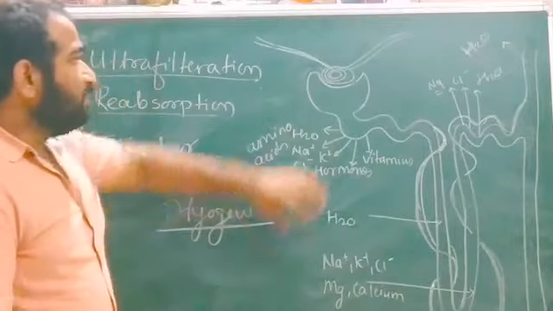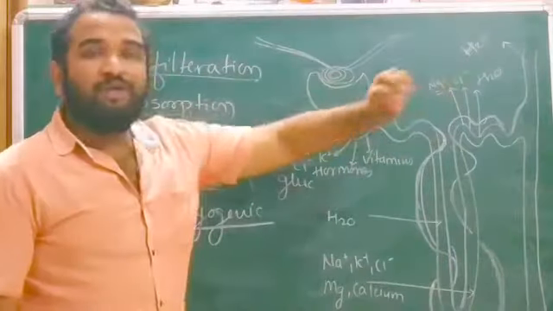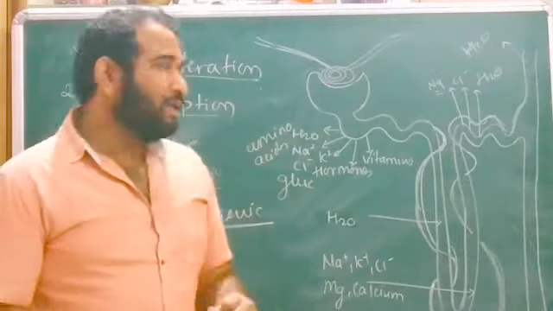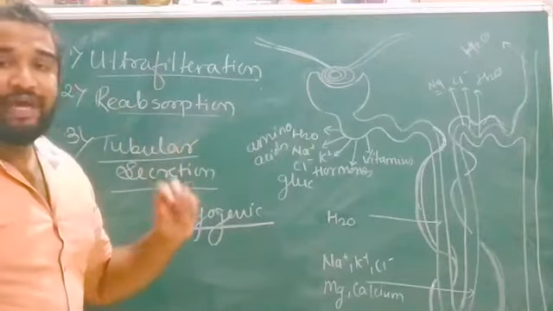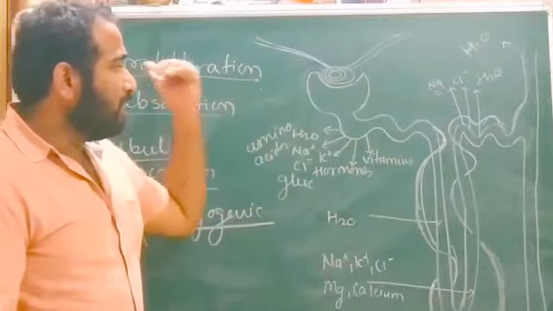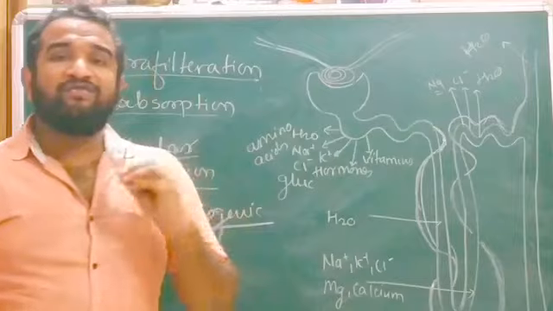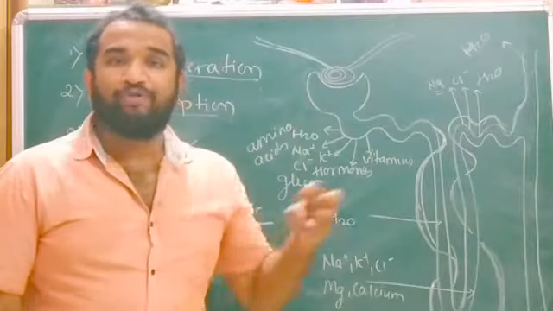Now after that, when the filtrate comes into the proximal convoluted tubule, what happens? Okay, we are going to the point of reabsorption. What happens over here is that 65% of the filtrate is reabsorbed back.